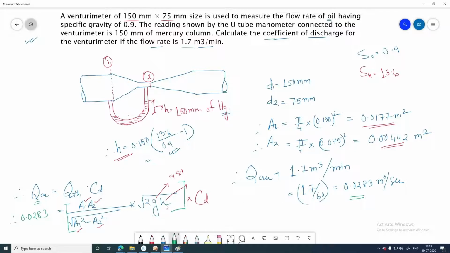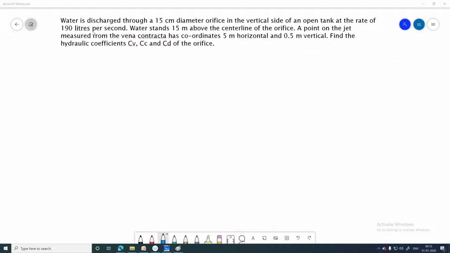Now when you solve this equation, because in this equation you know all the values except CD, you just solve this and you will get the value of CD, that is 0.963. So this is the ultimate value that we need to determine. This is the second problem related to the orifice.